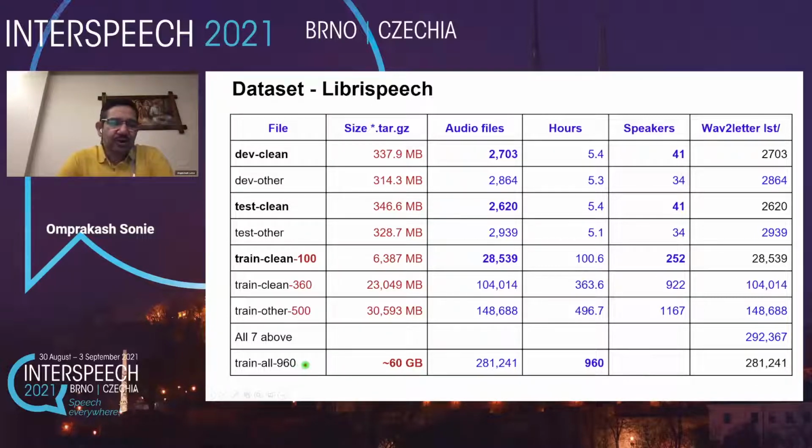And if you're training on all 960 hours of data, then the data comes to about 60 GB. As for the number of files, you have about 150K files in the 500 hours of data, 104K files in the 360 hours of data, and about 28,000 in the train-clean 100 hours of data.